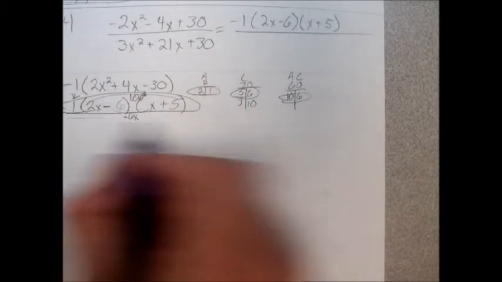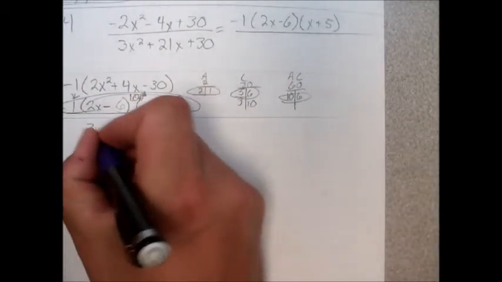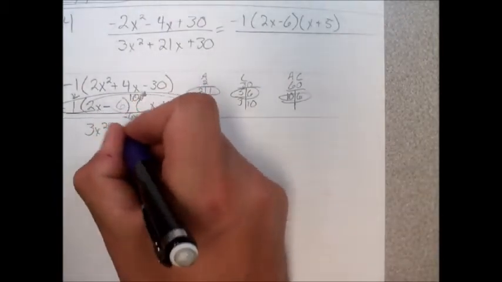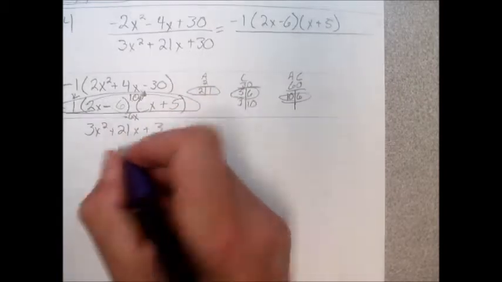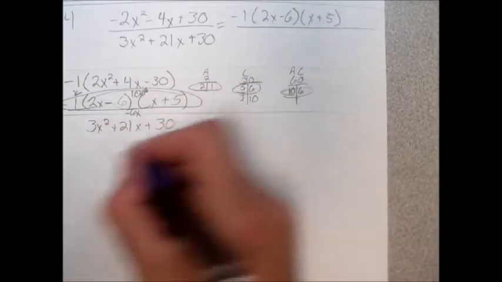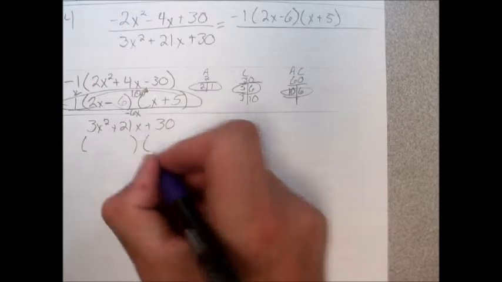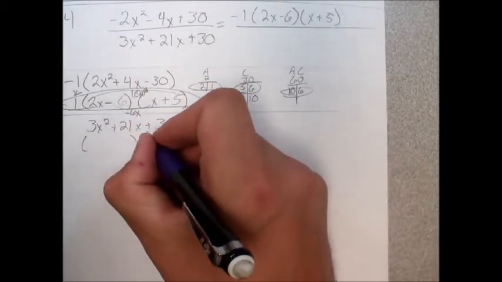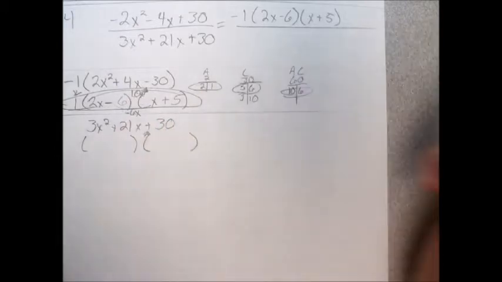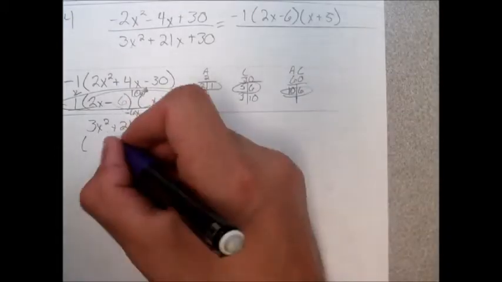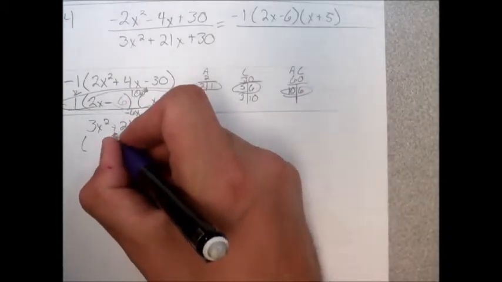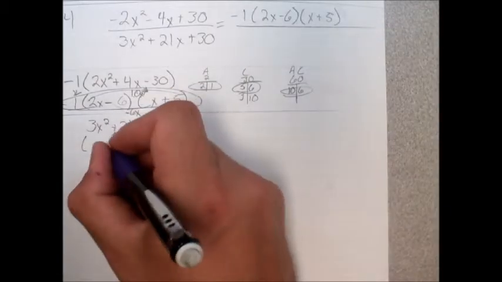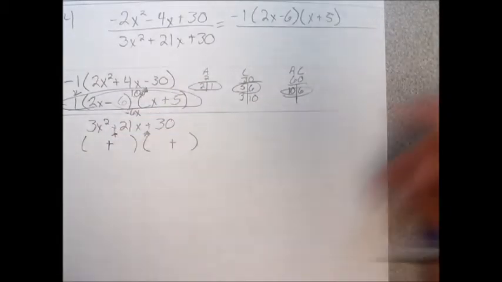So again, starting like a new problem, just copying that down. 3x squared plus 21x plus 30. Start with what you know. So I have 2 sets of parentheses. I always know I have 2 sets of parentheses. In the back it tells me I have what? Plus, so that means same sign sum. Because this is a plus, what does that tell me about my signs? They're both positive. So that's awesome.